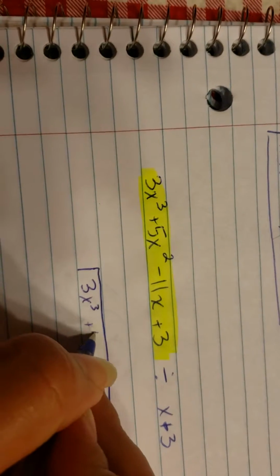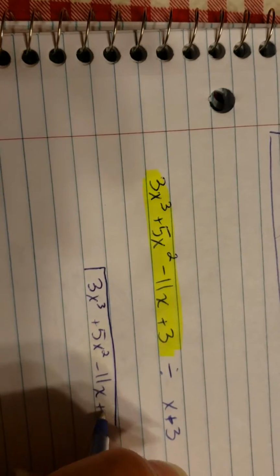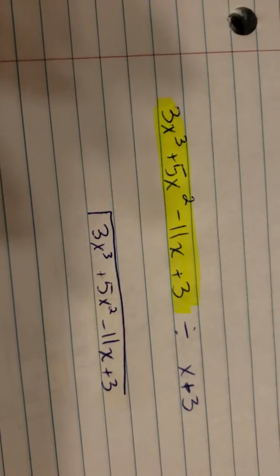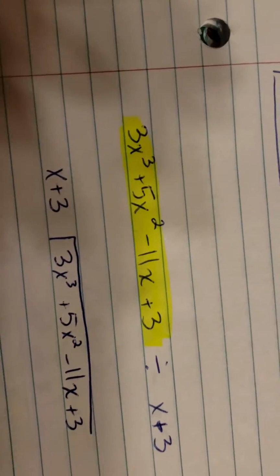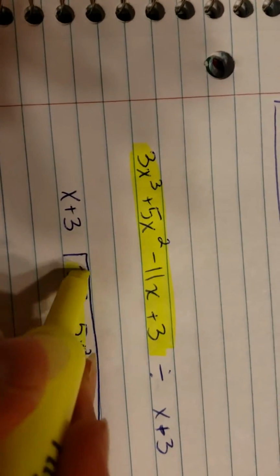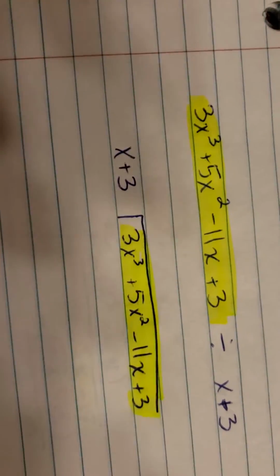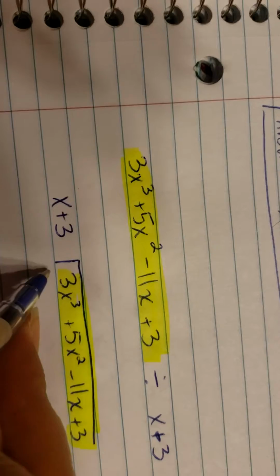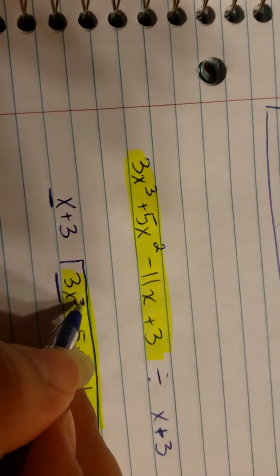3x cubed plus 5x squared minus 11x plus 3, okay? And this is all divided by x plus 3. Okay, so we're going to go ahead and start with the very first term. So we have 3x cubed divided by x, and we always start with the first term.